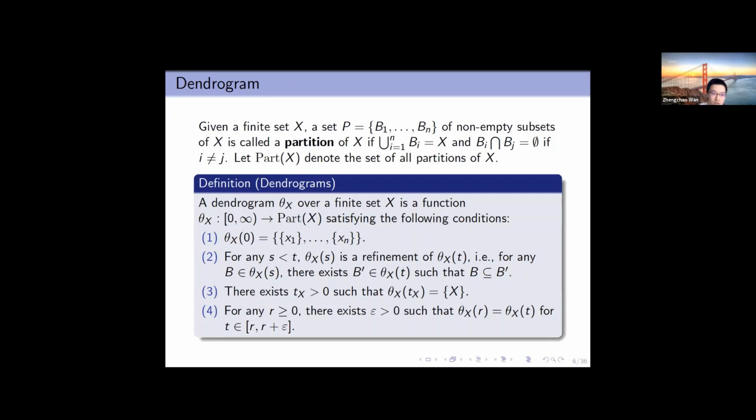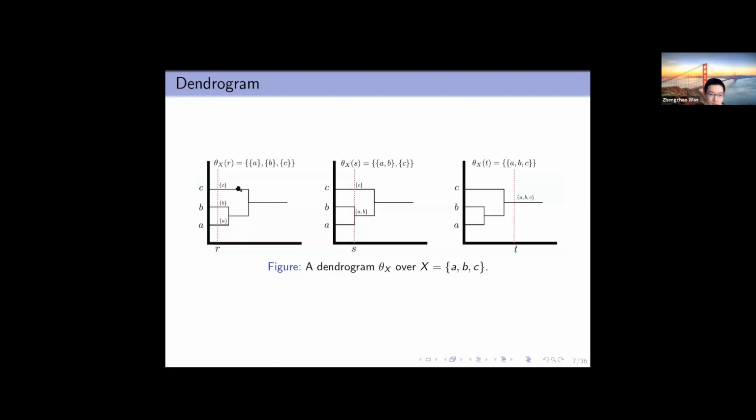Moreover, ultrametric spaces are related to a notion called dendrogram in hierarchical clustering. A dendrogram is a function from the half real line into the set of all partitions of a given set X, and it is required to satisfy certain conditions. Instead of going into details of the conditions, I will use a figure to explain the essence. Here's a dendrogram over a set of 3 points, and the axis is labeled by the half real line. When the parameter is very, very small, the dendrogram will just give you the singleton partition. When the parameter is increasing, the partition generated by the dendrogram will become coarser and coarser. And eventually, when the parameter is large enough, the dendrogram will return the trivial partition.